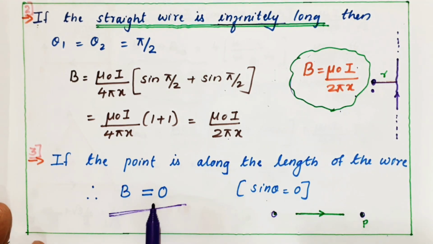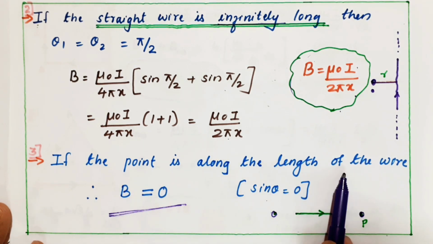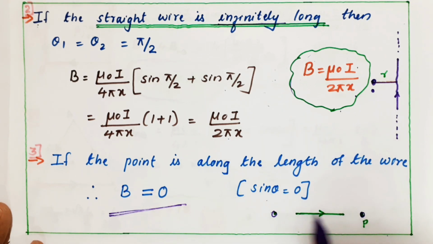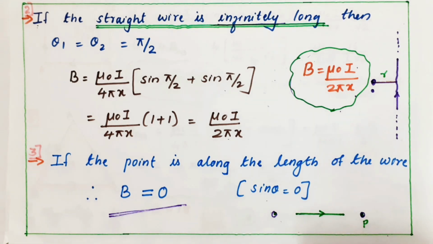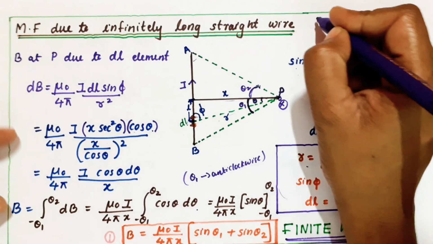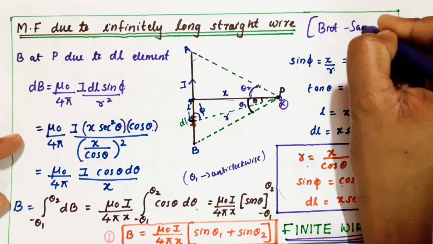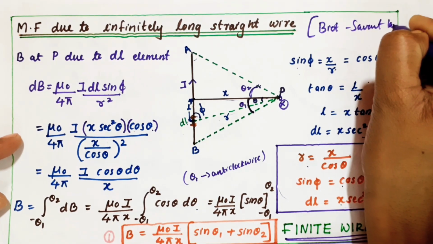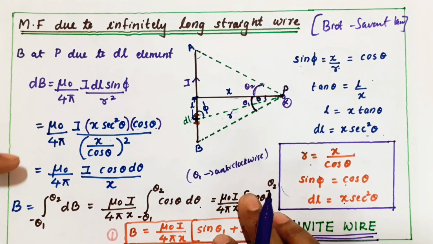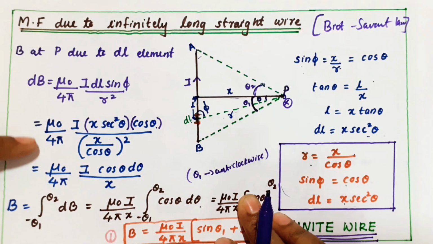The next point is the magnetic field along the length of the wire. If we need to find the magnetic field at a point on the wire, it is 0. We derived this equation using which law? Biot-Savart law only. So we did this with the Biot-Savart law, the magnetic field due to an infinitely long wire.